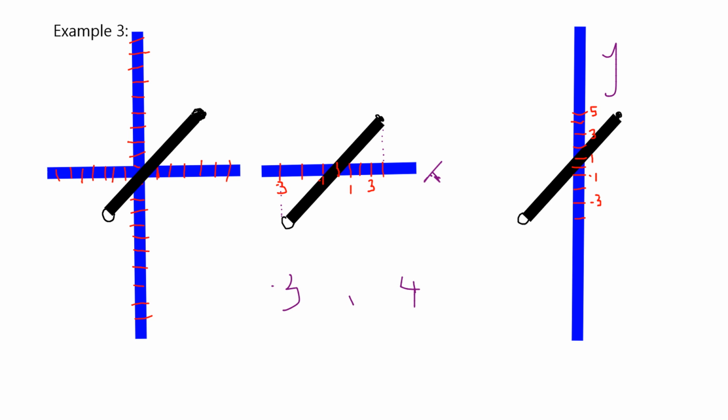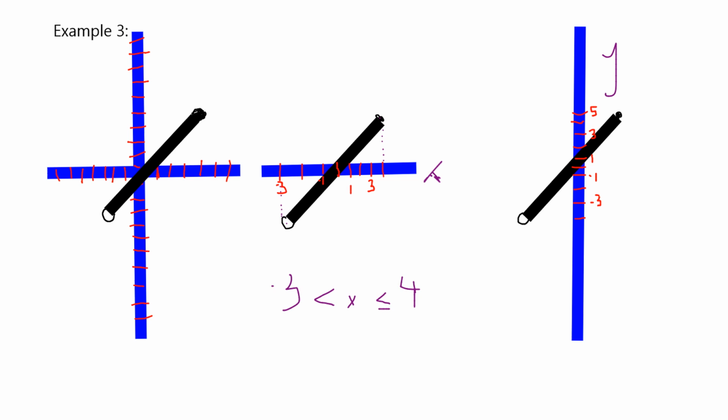So x is in the middle. And then x is greater than -3. It cannot equal -3 because this is not a filled-in circle. But it will equal 4 because it's a filled-in circle at 4.